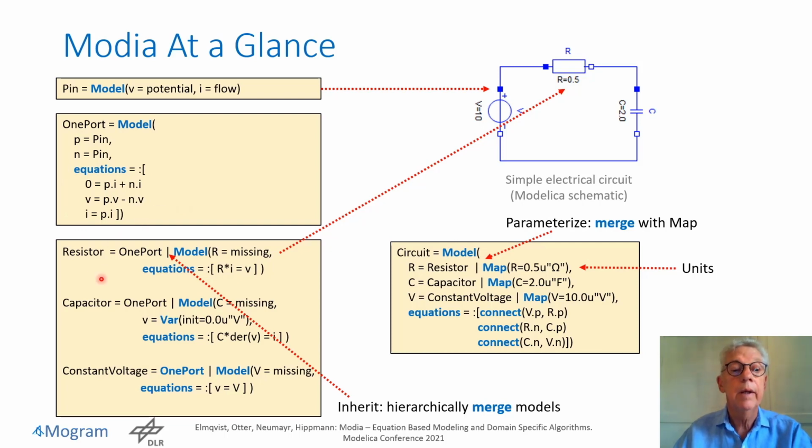The one port can be inherited by a resistor. This is expressed by a merge operator between one port and another model consisting of a resistance parameter with a missing value so far and one equation for Ohm's law. Such a resistor can then be instantiated in a circuit model, and at that time also merged with another structure, a map, defining what is a resistance value. Note that units can be utilized in that way.